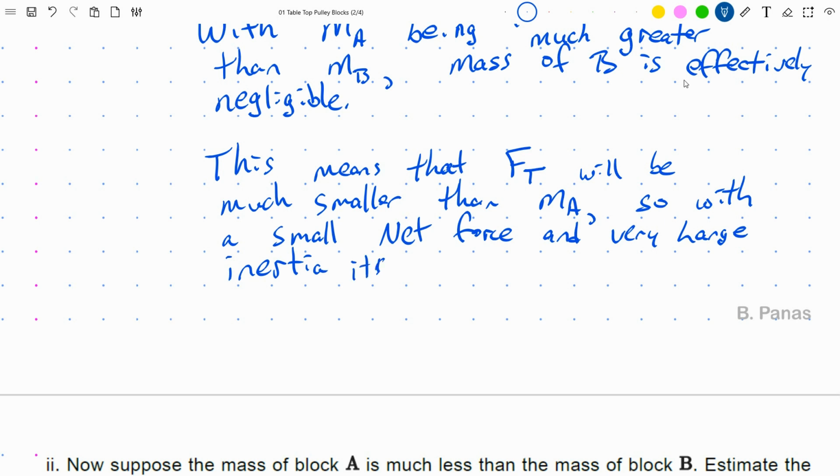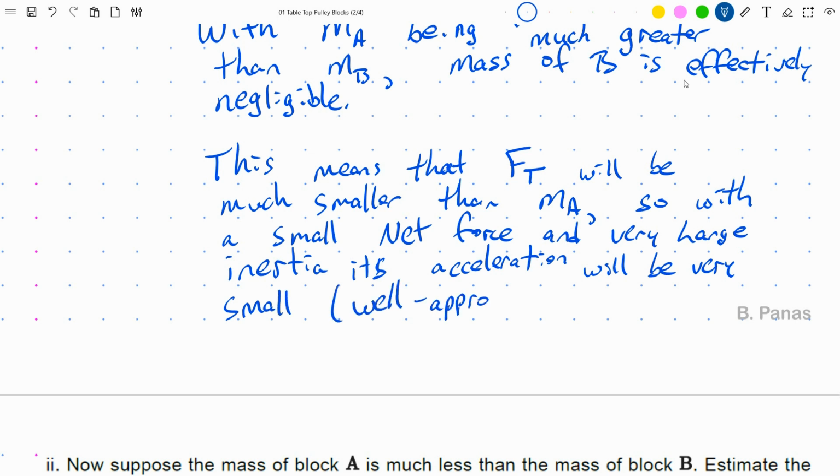Its acceleration, let me come right back to my answer here to justify it. Its acceleration will be very small. In fact, I'll just say well approximated to be 0. Okay. So that's probably good enough for me.